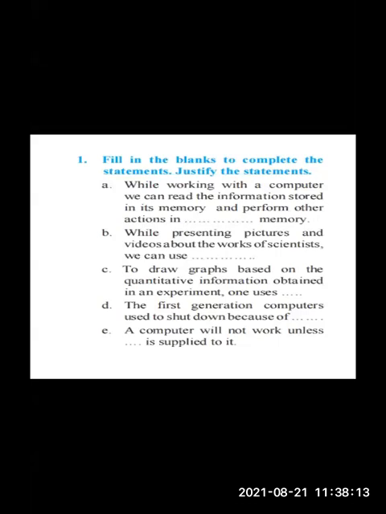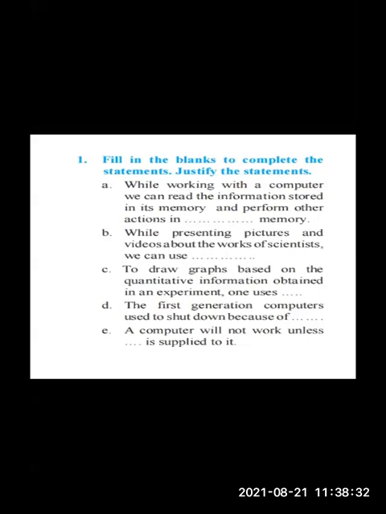So in the beginning I explained the history of computers, and how the different generations of computers developed. Now the last question is: a computer will not work unless dash is supplied to it.